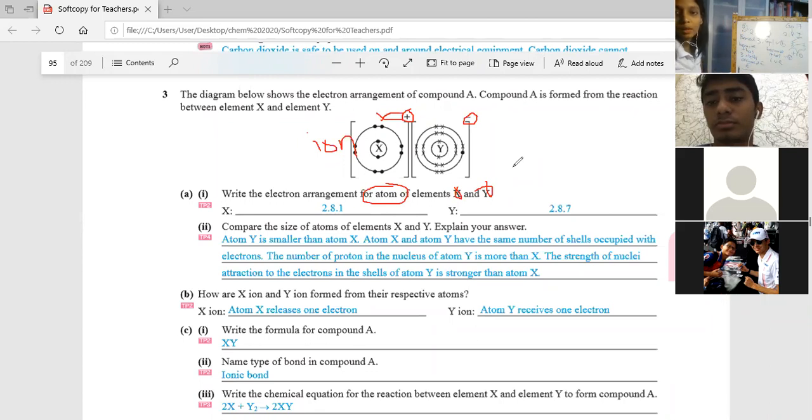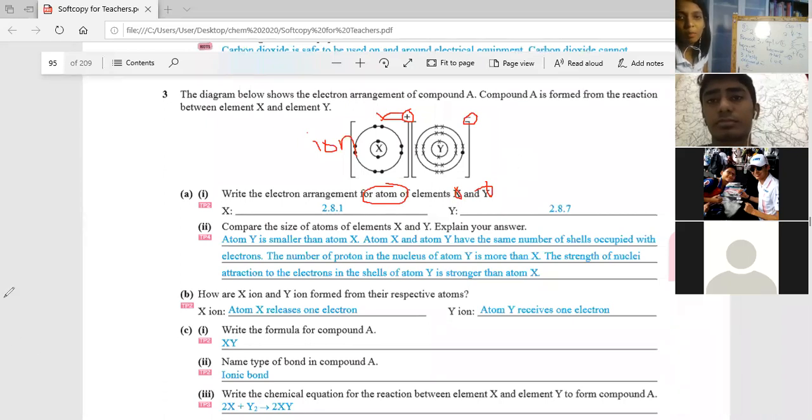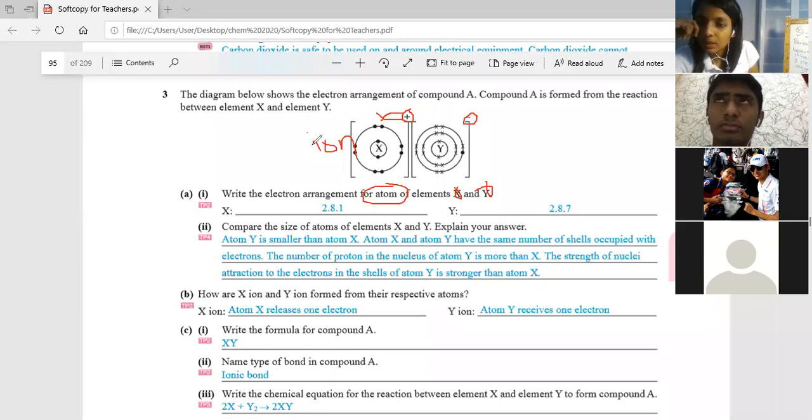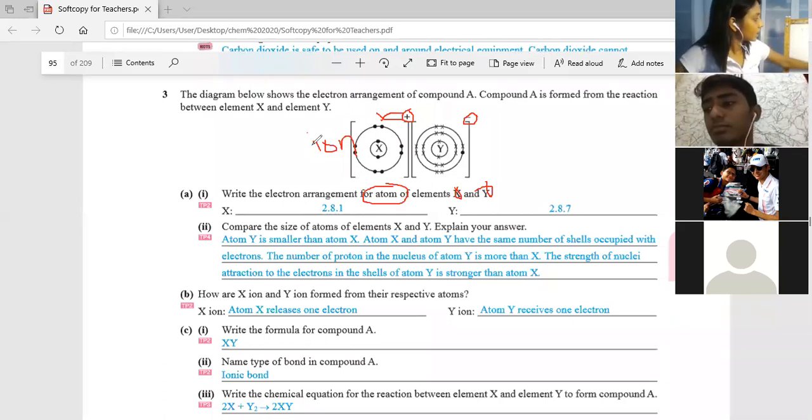Okay, so now we want to compare the size of the atoms of X and Y. Going across the period, your size becomes smaller. This one is your chapter 4. I think I gave you the PowerPoint on elements in period 3, correct? Yes. Okay, you go back and you read anyway. Teacher will tell you that atom Y is smaller than atom X.